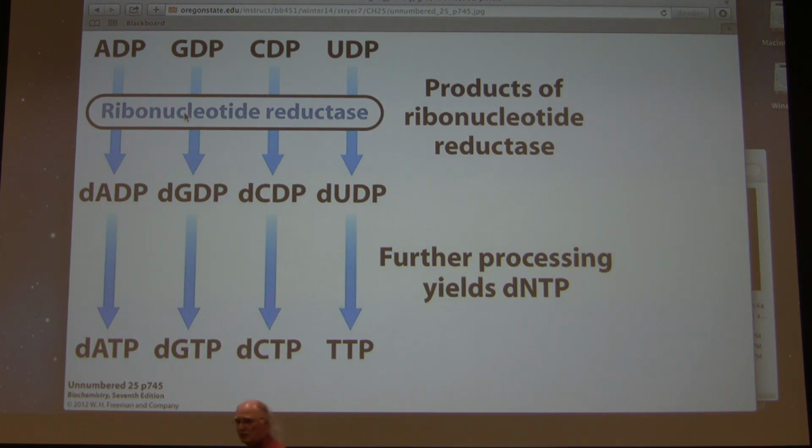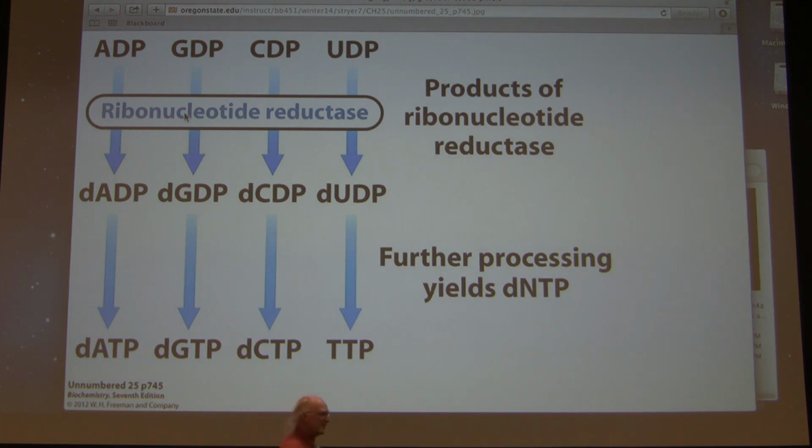Ribonucleotide reductase, which you can call RNR if you wish, converts all of the ribonucleoside diphosphates into deoxyribonucleoside diphosphates. Now, what that means is you memorize one more enzyme name. Once I've made dADP, I can convert it to dATP using NDPK. So NDPK works on all of the diphosphates, including the deoxyribonucleoside diphosphates. One enzyme to go from here to here, one enzyme to go from here to here. This is NDPK. This is NDPK.